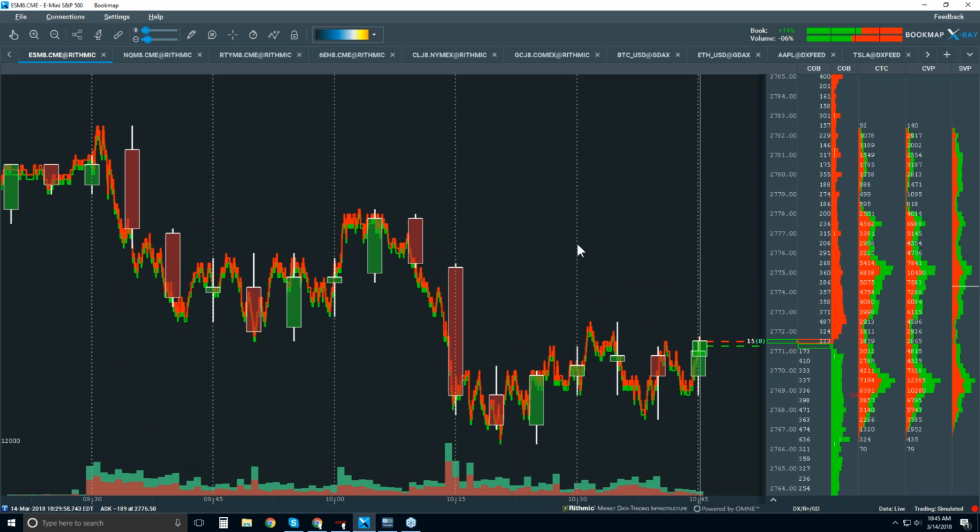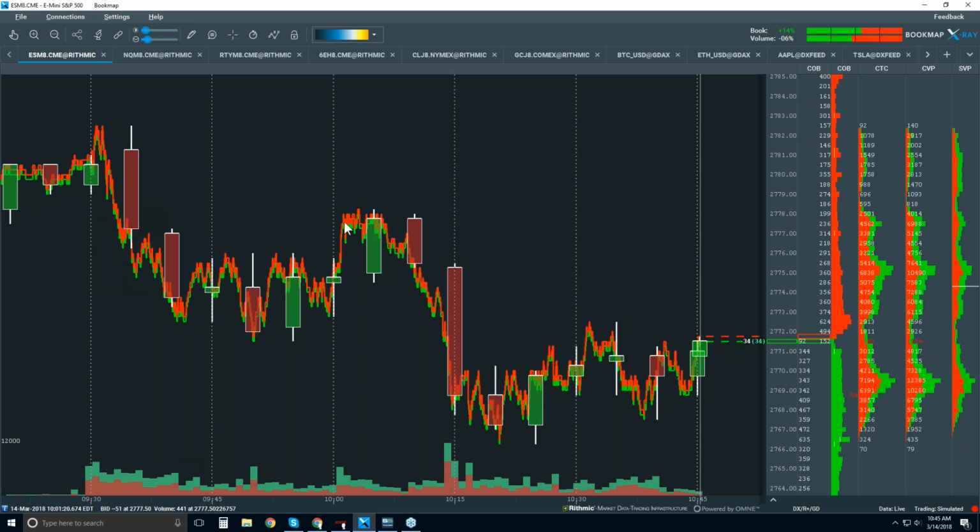Okay, there is no aggregation here of data. So we can see, and this is what I mean by microstructure. Look at this little microstructure up here. Okay, we see the downward movement.